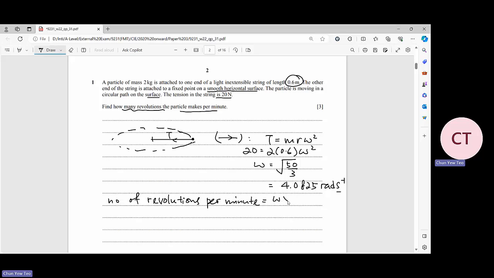So omega multiply 60 divided by 1 revolution, which is 2 pi. Okay, just multiply like this. Then you'll get the answer is 39.0 revolutions. Right? Just write like this will do, correct to 3 significant figures. So that will be the answer for question number 1. And now we move on to question number 2.